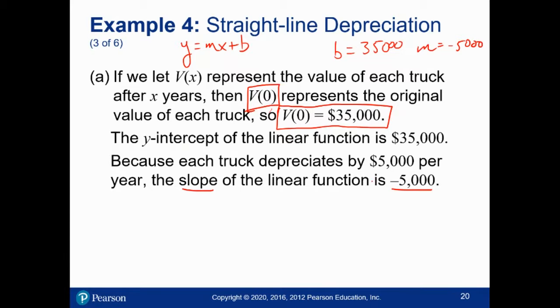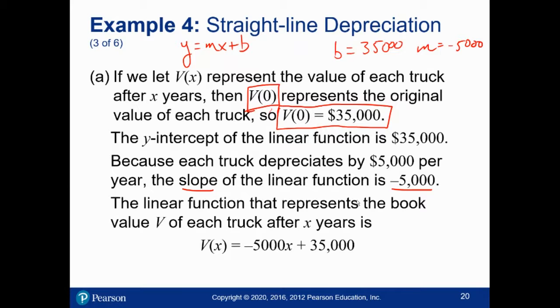And now that we have m and we have b, we have the linear model. So v of x is negative 5,000x plus 35,000. This right here tells me it is decreasing at a rate of $5,000 per year, and this right here tells me it starts at a value of 35,000.